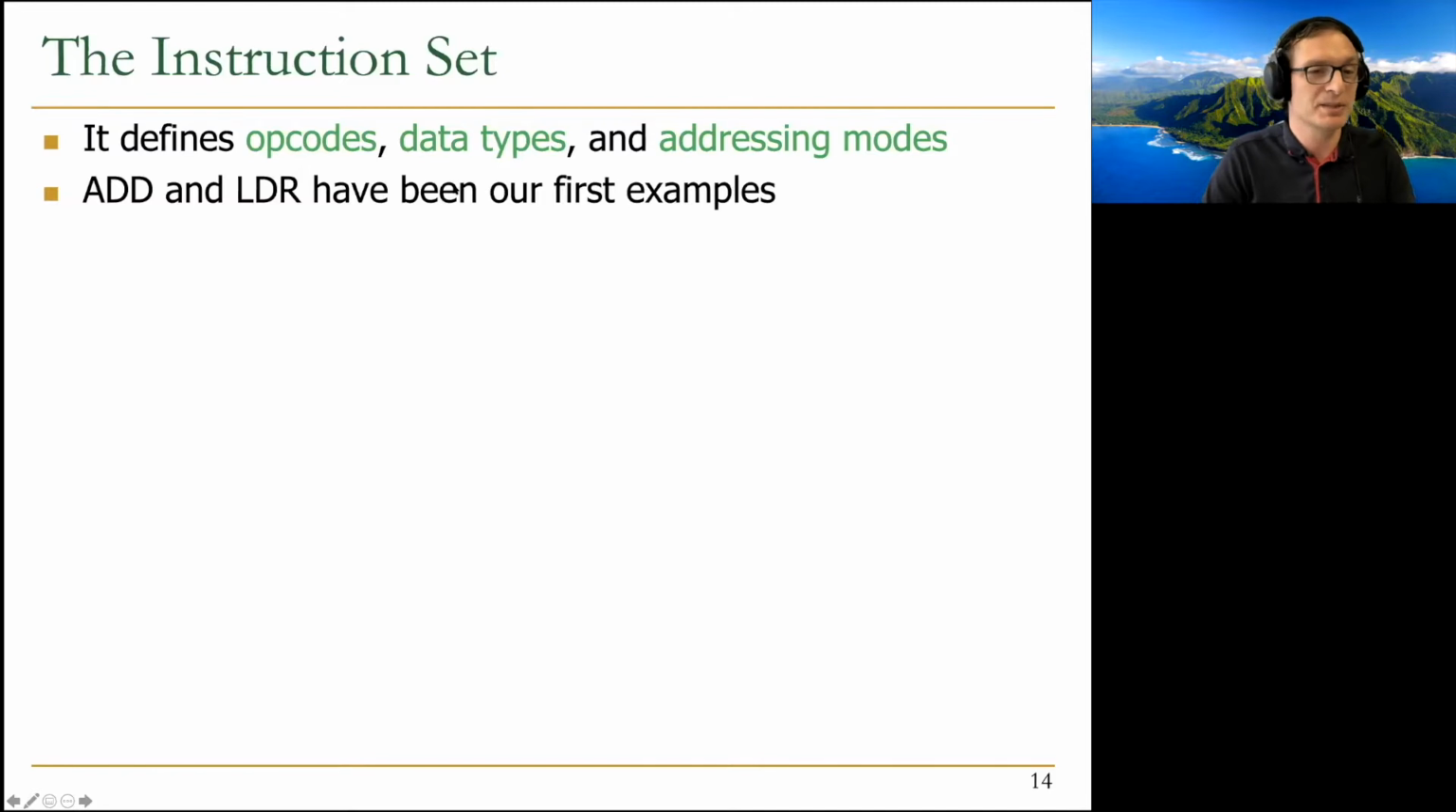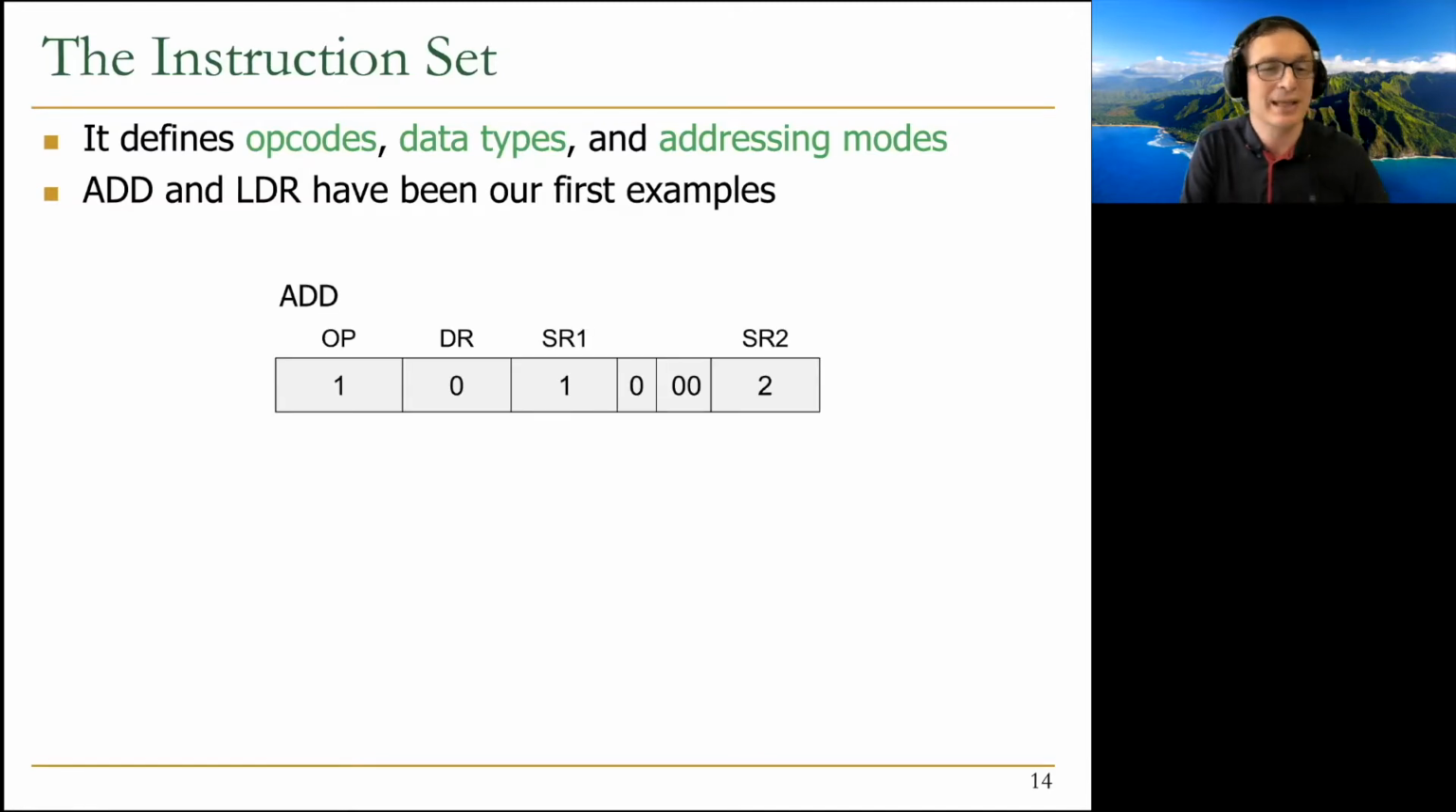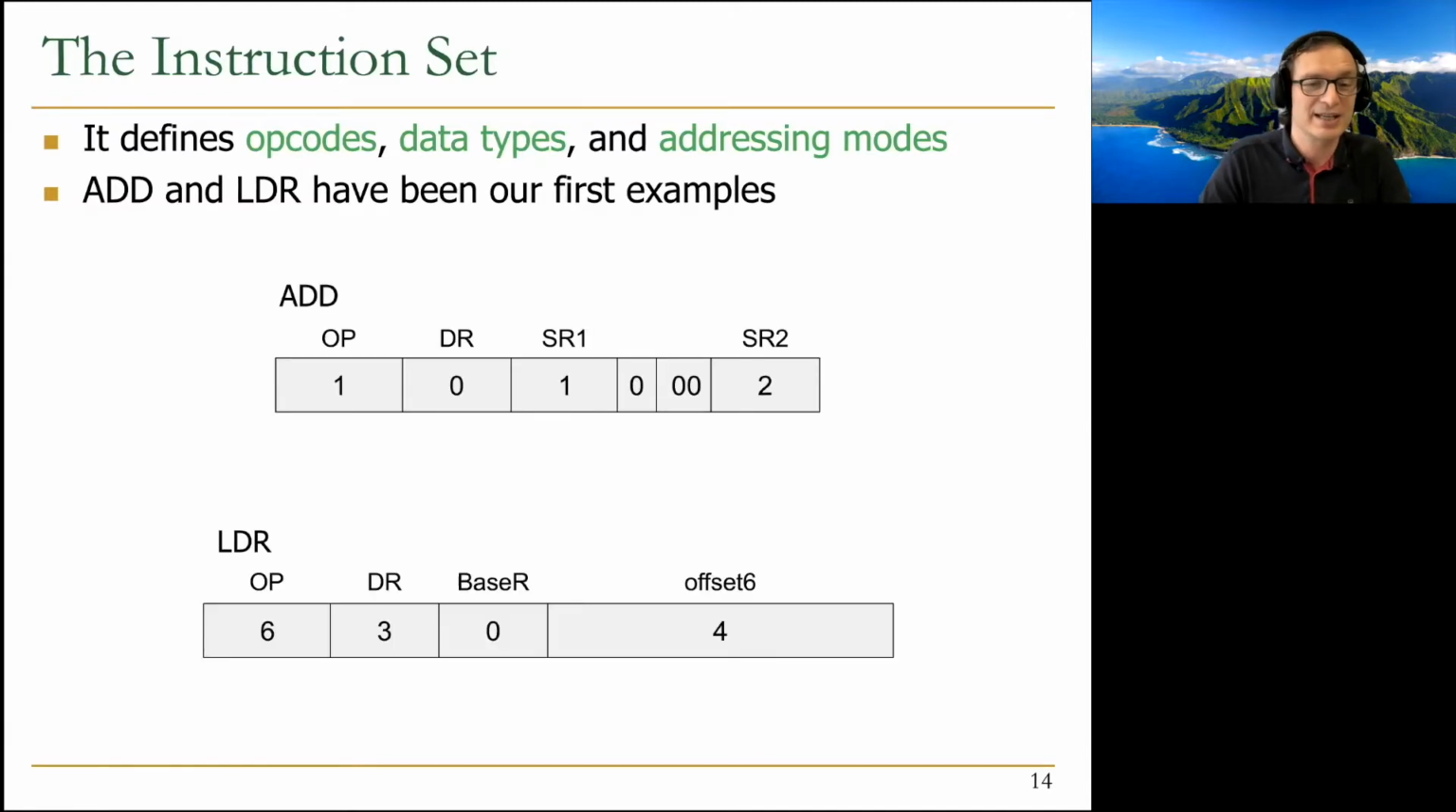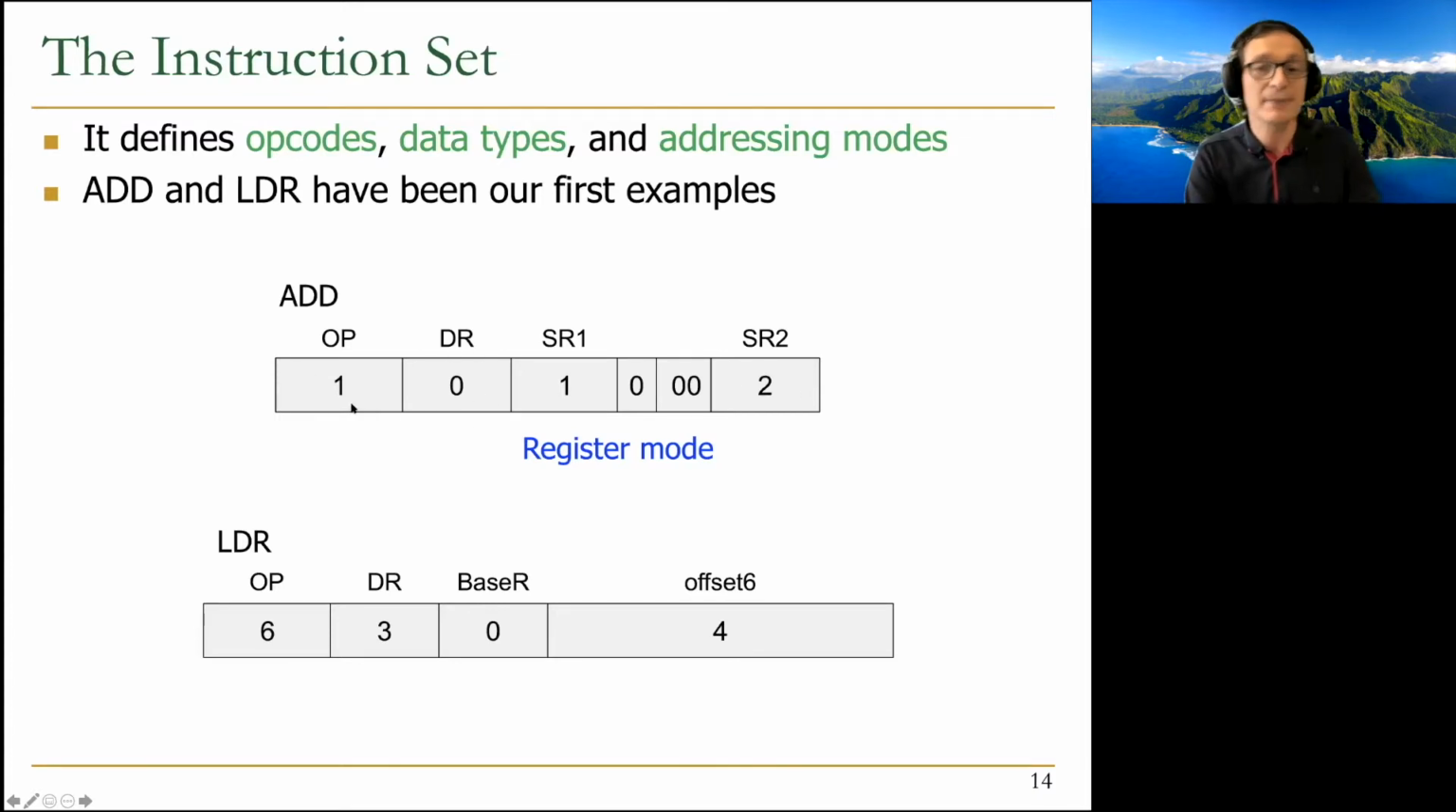Now we're going to go into a little bit more detail. So add looked like this, for example, in LC3, and load register looked like this, basically. And remember that add uses the register addressing mode, which means that you take source register 1, add it to source register 2, and write the result into destination register. In this case, source register 1 is register 1, source register 2 is register 2, and destination register is register 0. And so opcode is 1 in LC3. So this is the register addressing mode, basically.